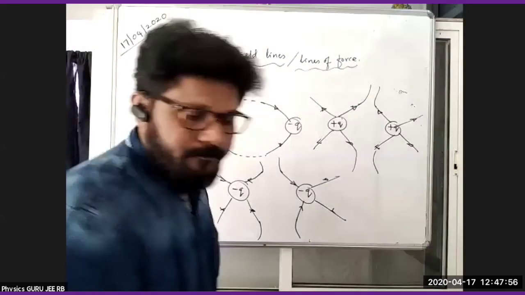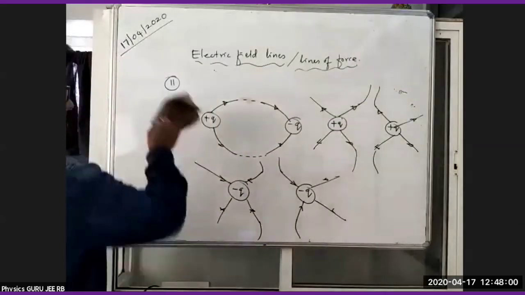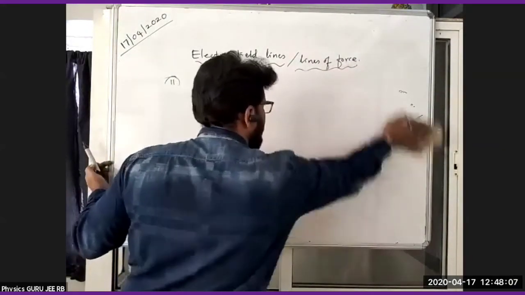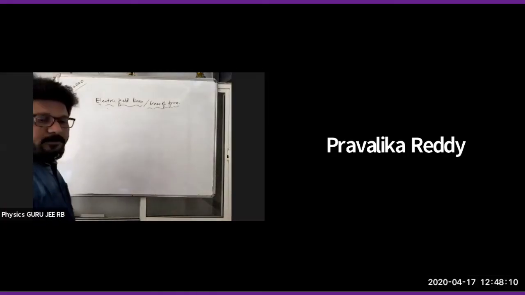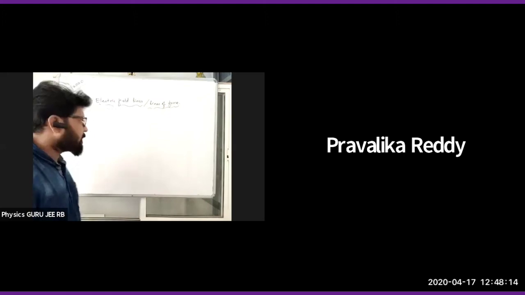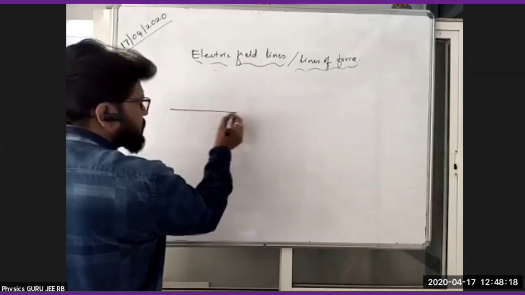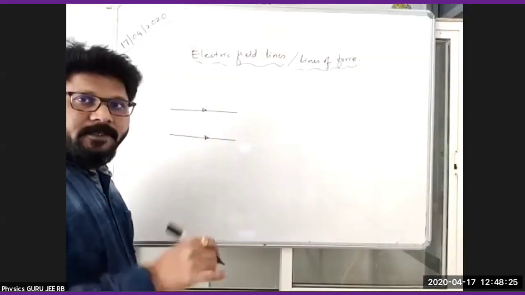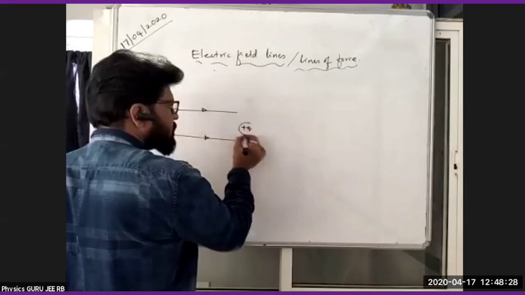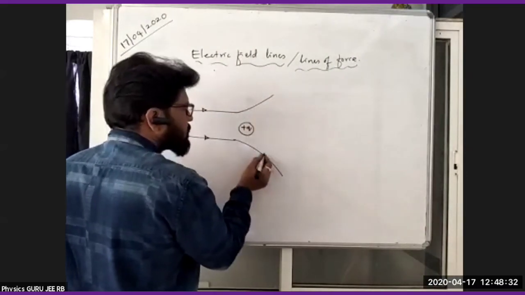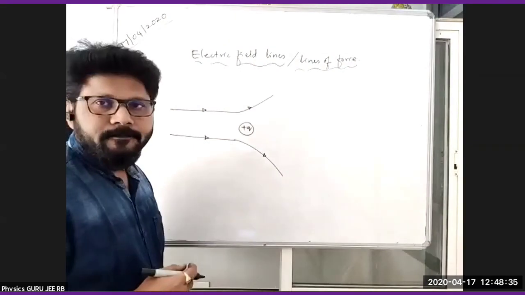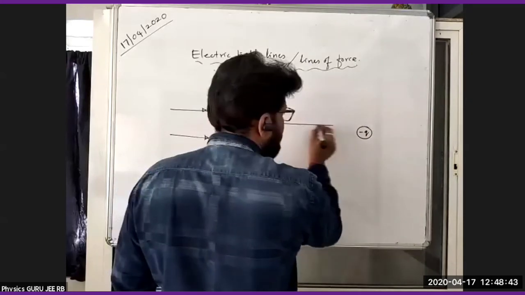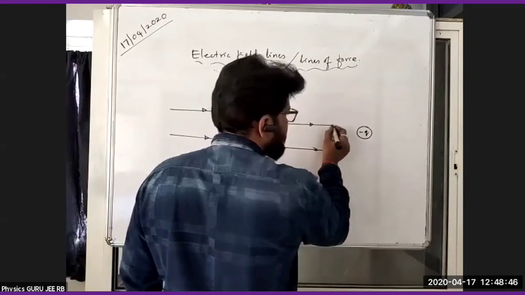The twelfth one: electric lines will be repelled by a positive charge and attracted by a negative charge. Can anybody tell this? See here, the electric lines are passing like this. Let us take these as the electric lines. If I place a positive charge here, then they'll be repelled, and the direction will be repelled like this. If I take a negative charge, with these electric lines passing, then immediately they will attract.